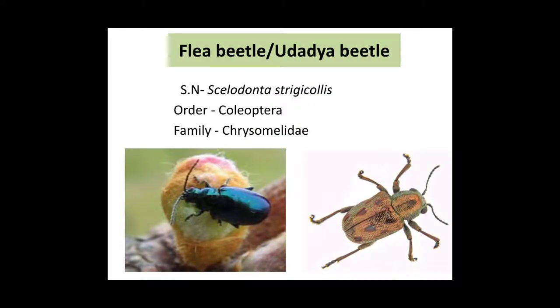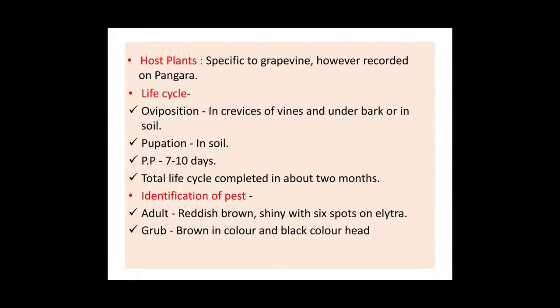The first and major pest of grapes is flea beetle, also called as urdhya beetle. The scientific name of flea beetle is Scelodonta strigicollis and it belongs to order Coleoptera and family Chrysomelidae. In this image we can see the adult or the beetle of flea beetle. Then the host plant. It is specific to grapevine, however recorded on Pangara.